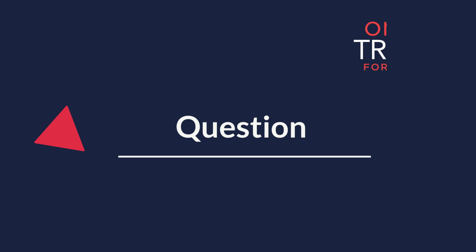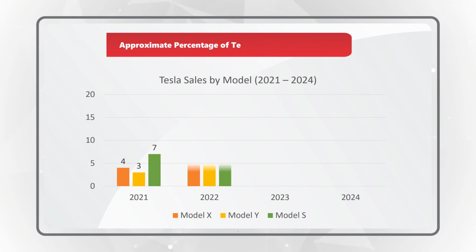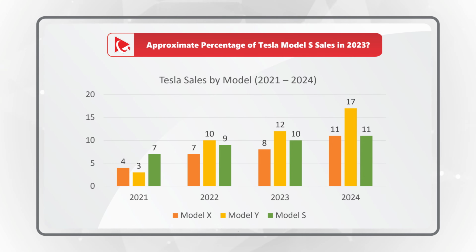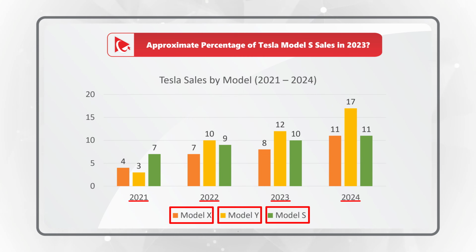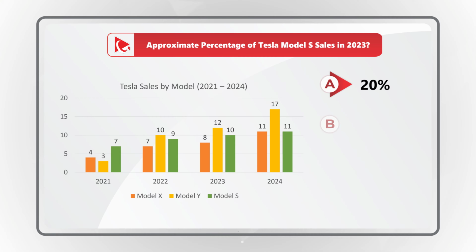Here is a very interesting question where you need to calculate percentage of Tesla Model S sales in 2023. You're presented with the bar chart, which shows sales for the periods of 2021, 2022, 2023, and 2024. And each section has sales for Model X, Model Y, and Model S. Based on the information presented, you need to determine which number is correct out of 4 different choices. Choice A, 20%. Choice B, 27%. Choice C, 33%. And then choice D, 40%.